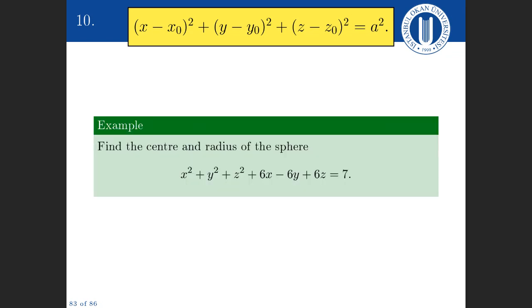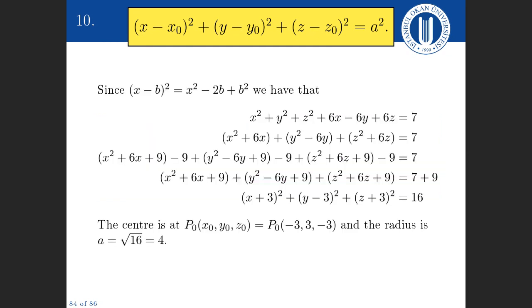Let's do another one. Find the center and the radius of the sphere x squared plus y squared plus z squared plus 6x minus 6y plus 6z is equal to 7. And here's the calculation. First, I want to group all of the x terms together, all of the y terms together, and all of the z terms together. And then I want to add on and subtract something so that I can complete the square.